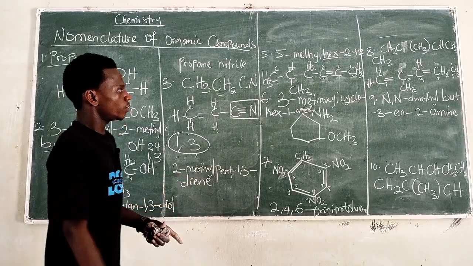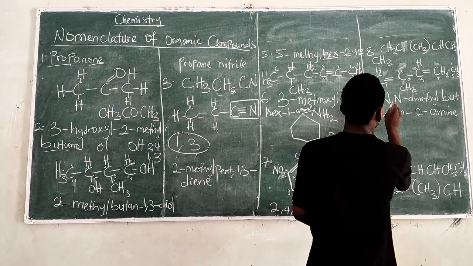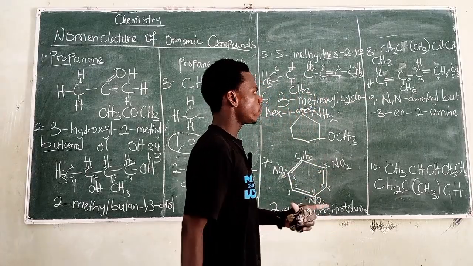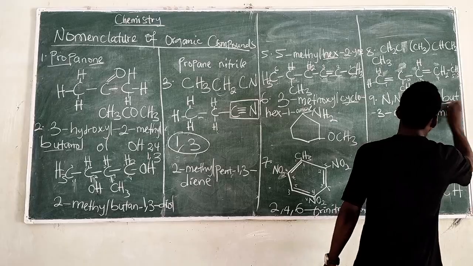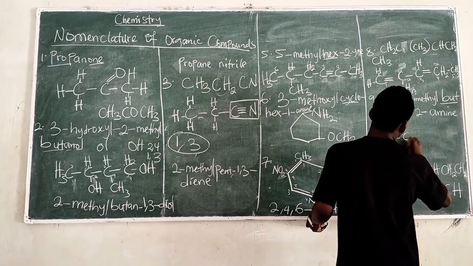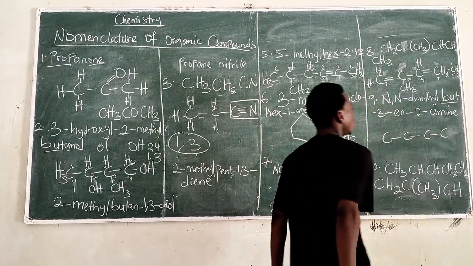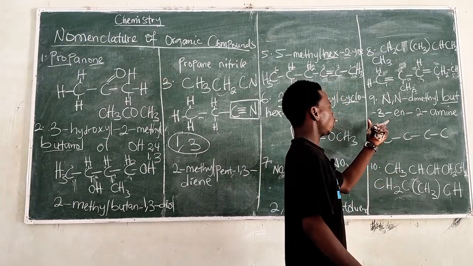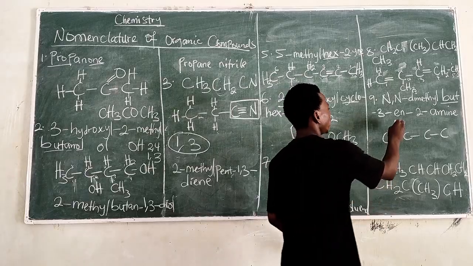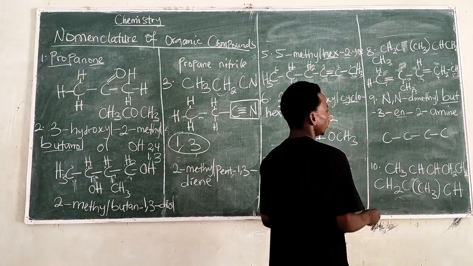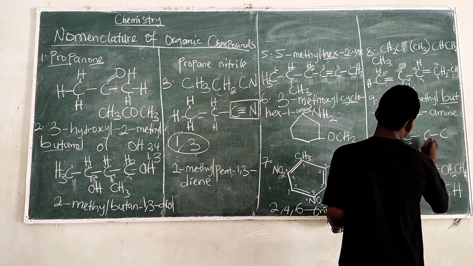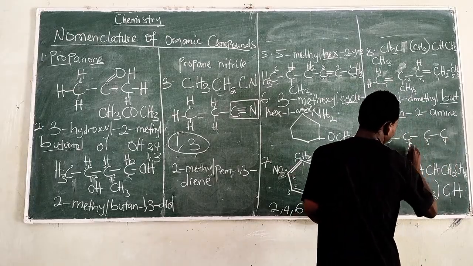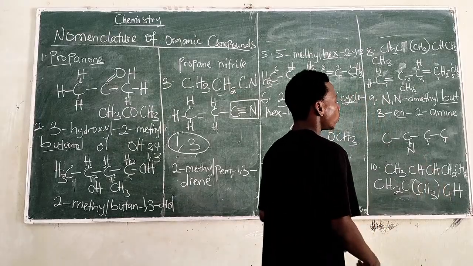So on number 9, we have the name as N,N-dimethylbut-3-en-2-amine. Firstly, identify your longest continuous carbon chain, which is but, 4 carbon atoms: 1, 2, 3, and 4. On carbon 2, you have amine, and on carbon 3, we have en, en indicating the alkene family. So going with the lower numbering, 1, 2, 3, and 4, on carbon 2 we have amine, which is carbon single bonded to nitrogen.